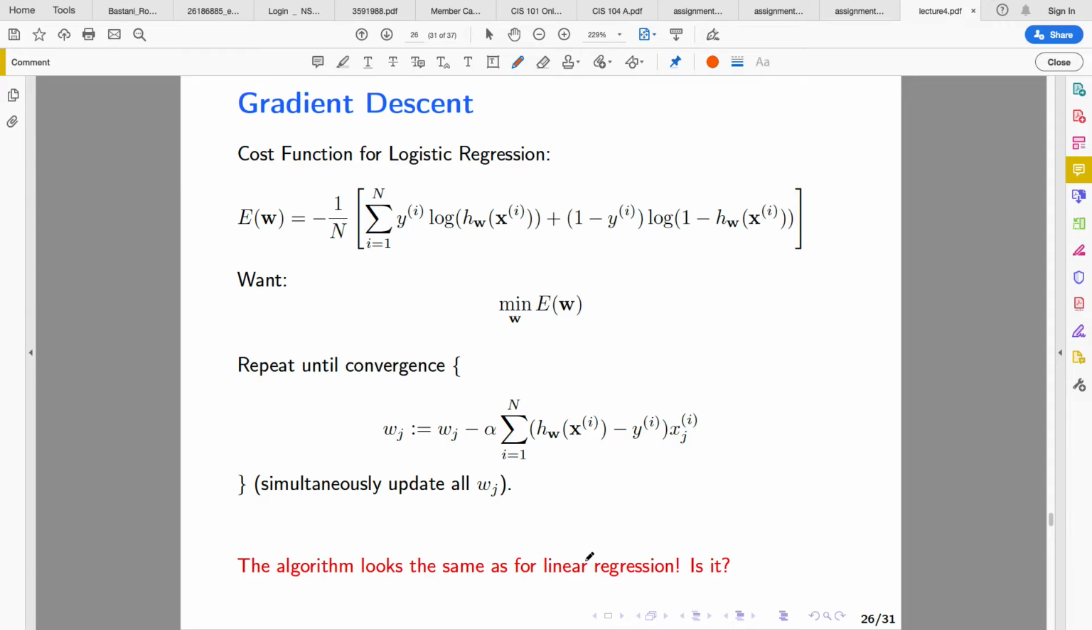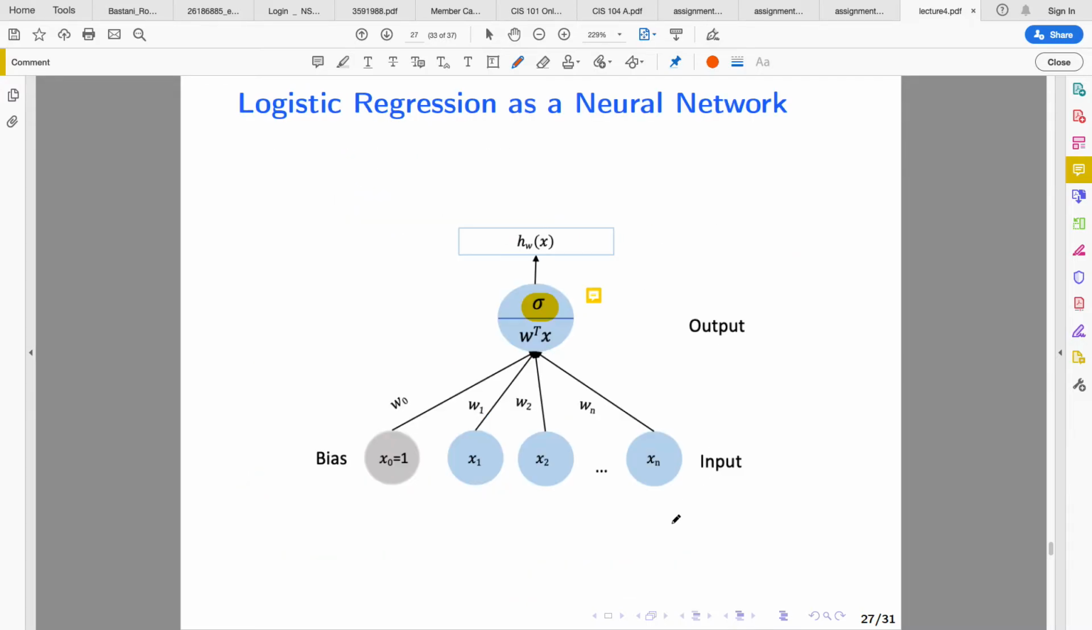So the algorithm is exactly the same as the linear regression, except that the only difference is that in our own case we have introduced the sigmoid function to be able to squash our predictions between 0 and 1. So, logistic regression in a neural network. You remember that in a multivariate linear regression, we have seen this when we have multiple variables.